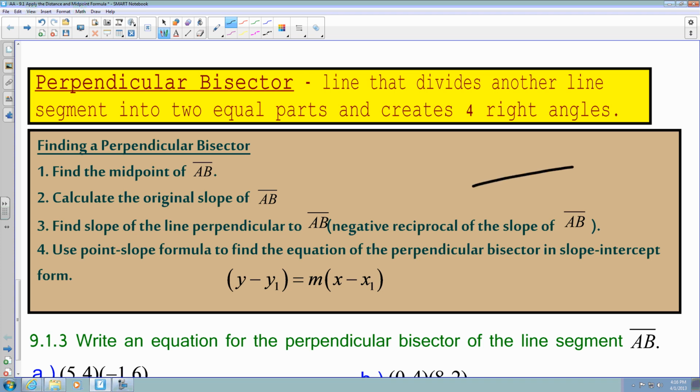So say we have a line here, and that means that we'd find the midpoint, which means that this distance here would be the same distance, and then we make another line that's perpendicular. So I'd have 4 right angles. That's where that comes from.